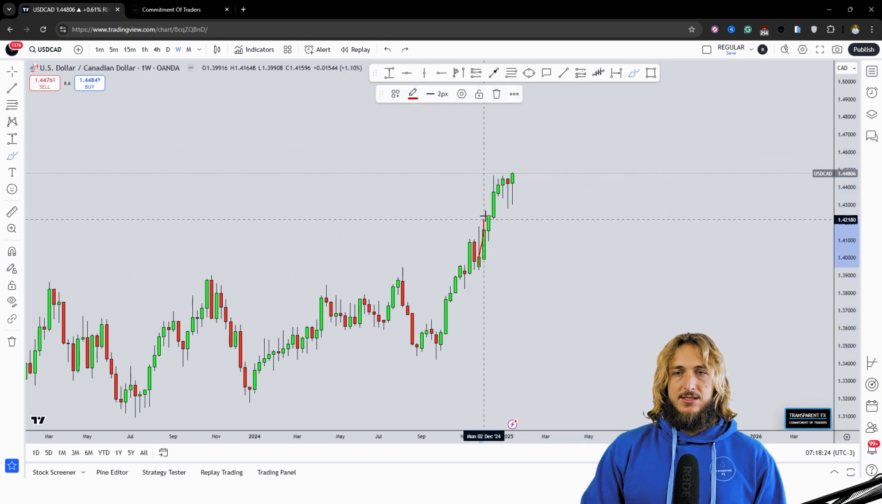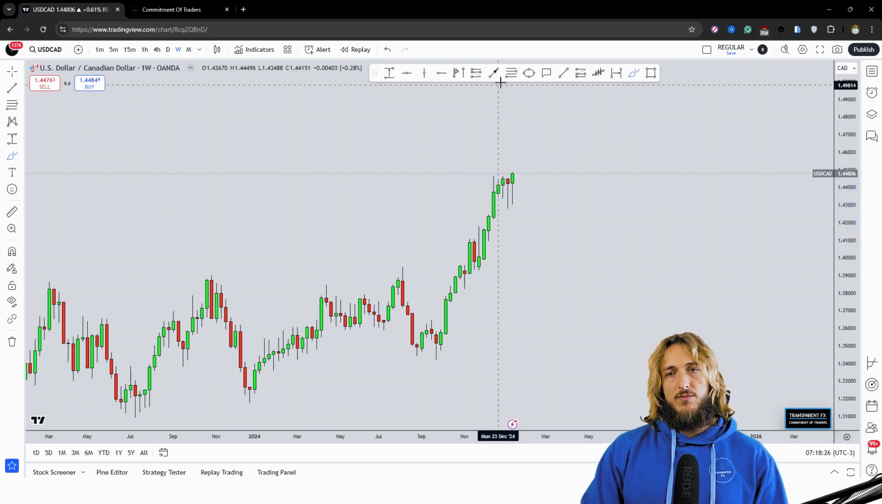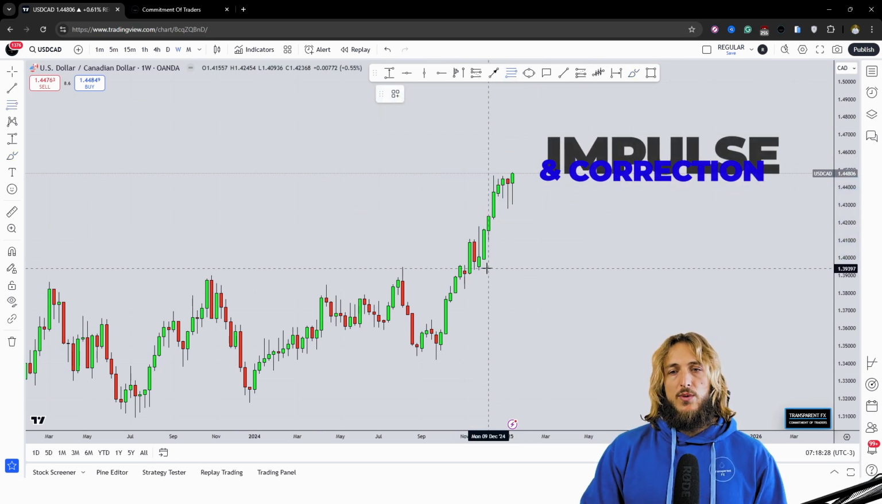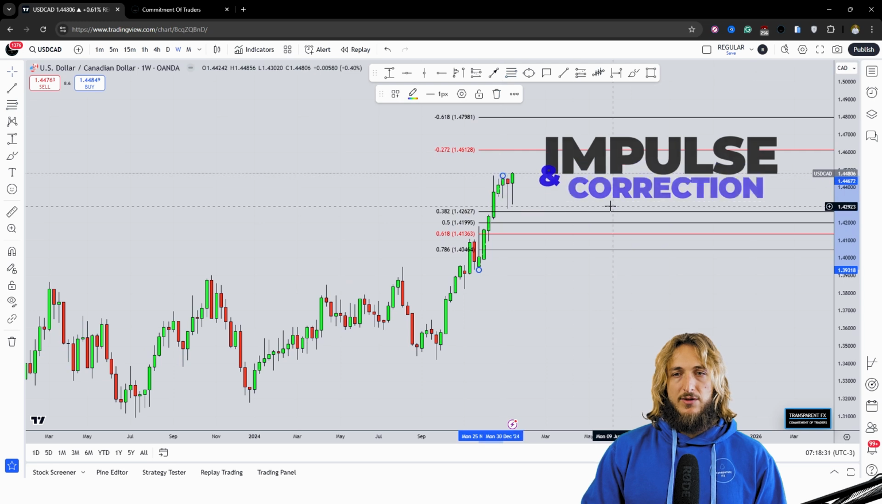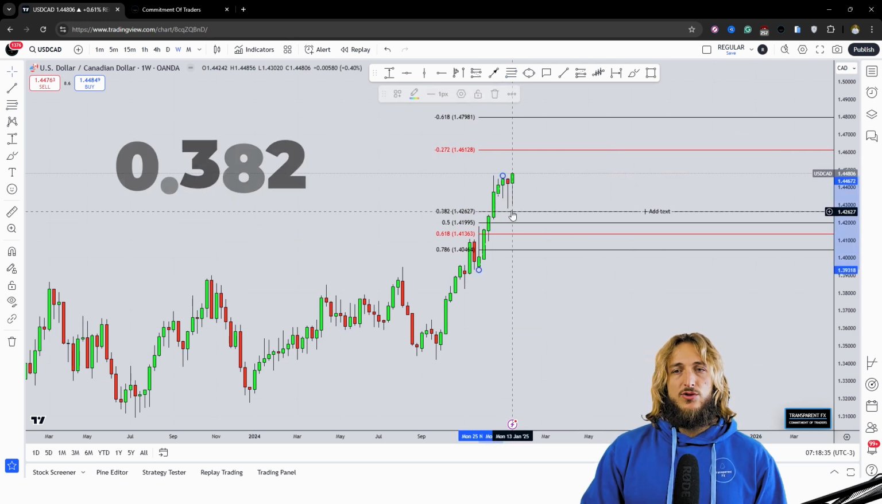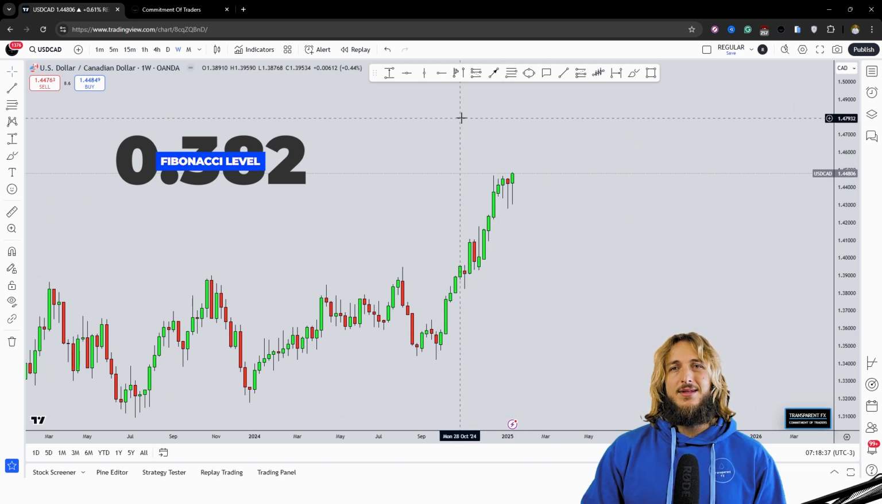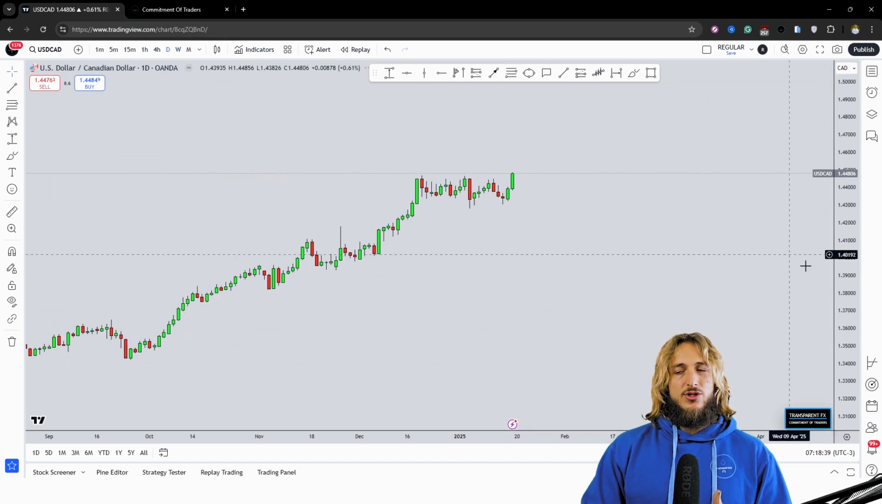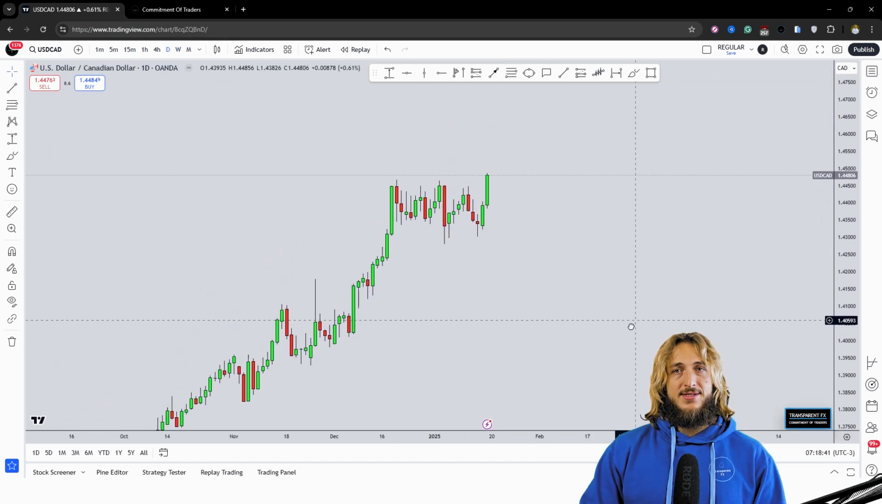We can also notice that since we have an impulse and correction, if we want to measure the correction after the impulse, we have to take our Fibonacci from the low to the high of the impulse level. And we can see that the market didn't even manage to create a 0.382 correction before immediately starting to push to the upside. So the market could start to become overextended to the upside.